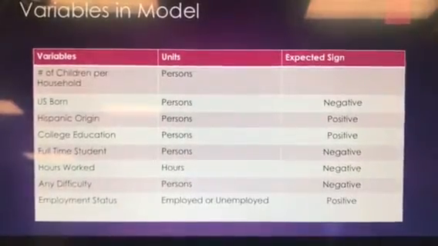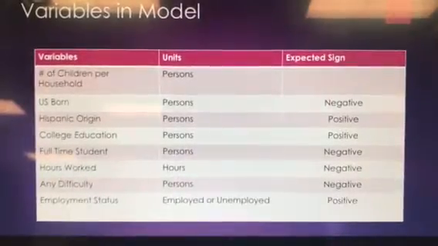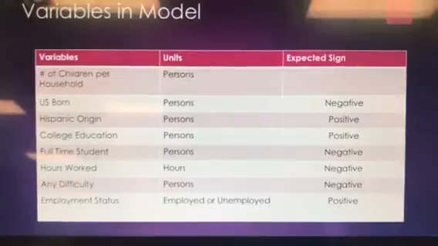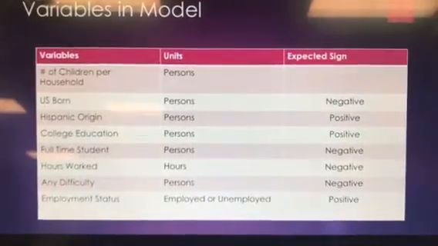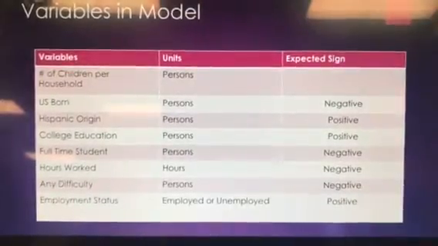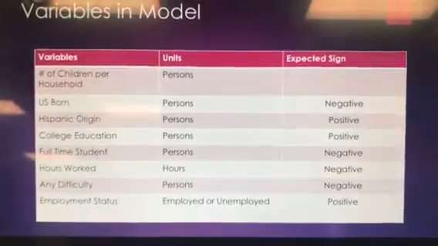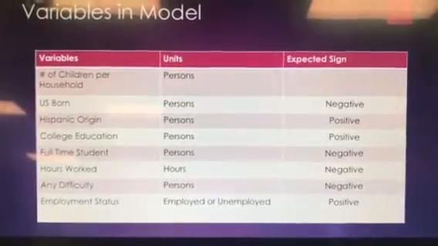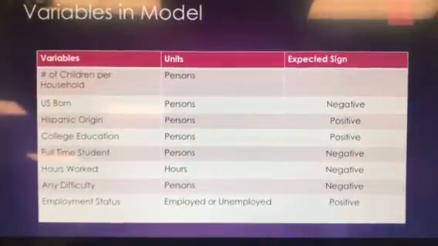Now on to any difficulty or disability. The units for this variable are persons, as well as most of the other ones, and the expected sign for this is negative, meaning that for every 1 person increase that has a difficulty, we expect a decrease in number of children per household.